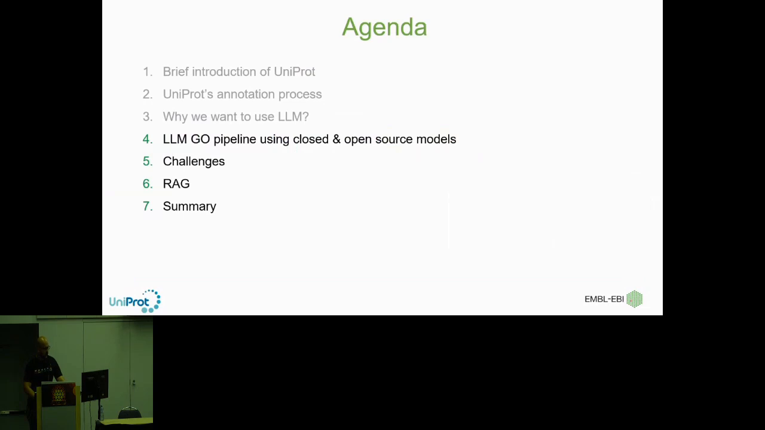Now I will go into our tries with the closed source and open source models. The closed source model being GPT-4, we use the OpenAI API, but the open source models we deployed within our EBI infrastructure to run inference on. By the way, these models are already available publicly. We're just applying them to extract the annotations.